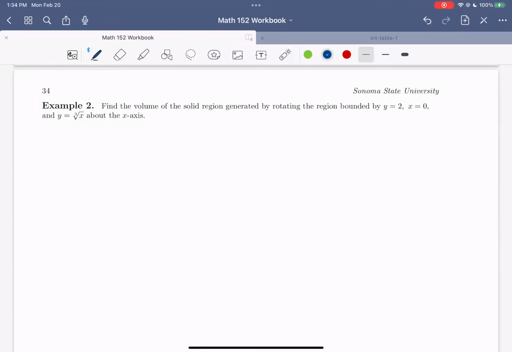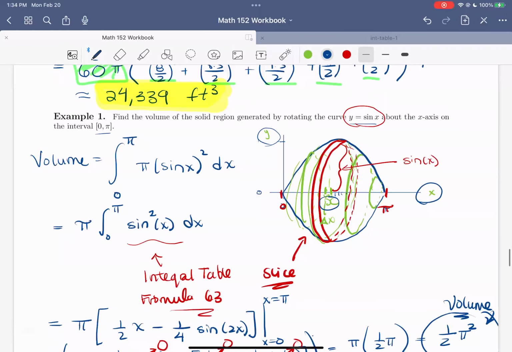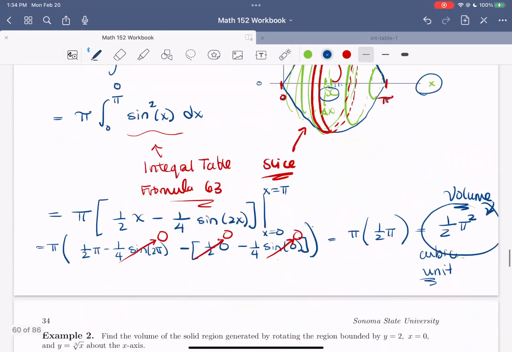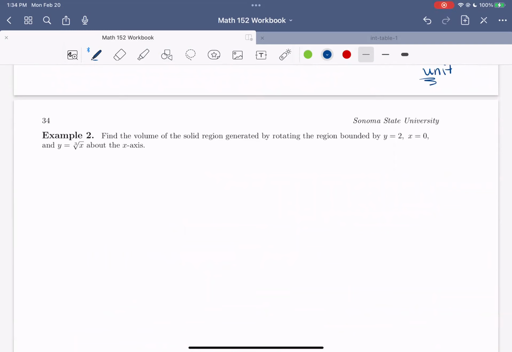Hey everyone, in this video, we're going to look at example 2 in our section 6.2 of our workbook. So example 2 is very similar to example 1. The goal is to compute a volume that's created by rotating curves around an axis. So let's go ahead and set up the picture first, and then understand what the volume looks like and how to break up the volume to compute the total volume.